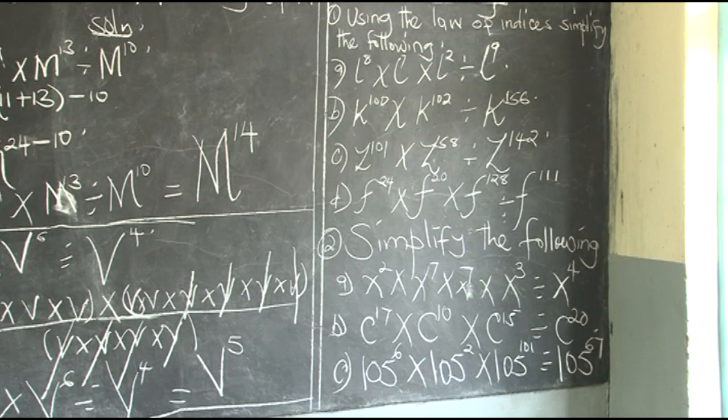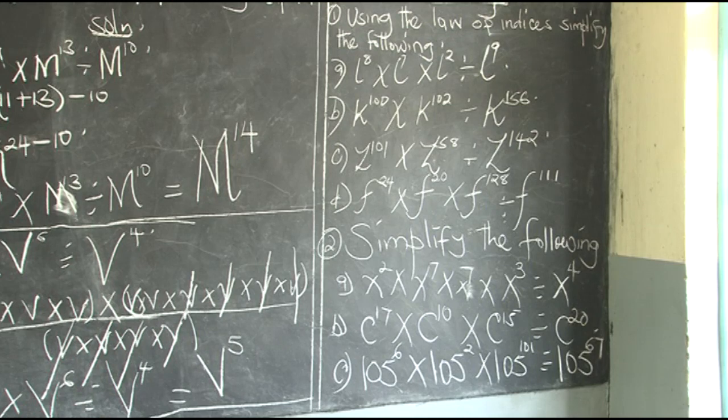We continue to number B, where they say K power 100 times K to power 102 divided by K to power 156. Remember, you are using the law of indices. Number C said Z to power 101 times Z to power 58 divided by Z to power 142.